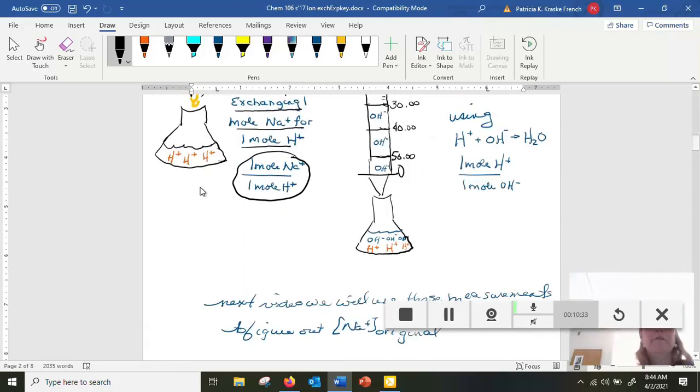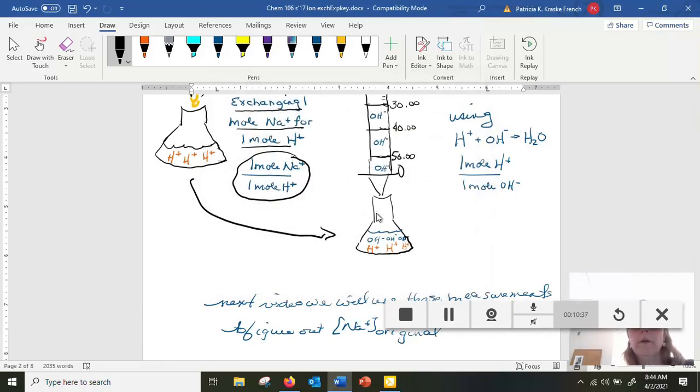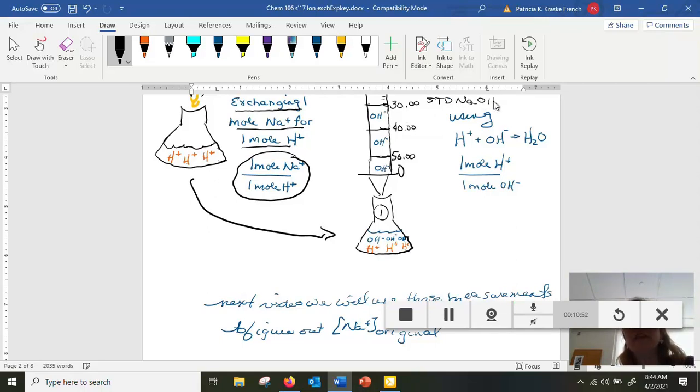All right, so here we go with our 3 little Erlenmeyer flasks. And we've got number 1. Okay, so we've got our hydrogen in there, and we're going to use a standardized base, okay, standardized NaOH solution to titrate this until our endpoint when we have the same number of moles of hydroxide as we have of hydrogen ion.